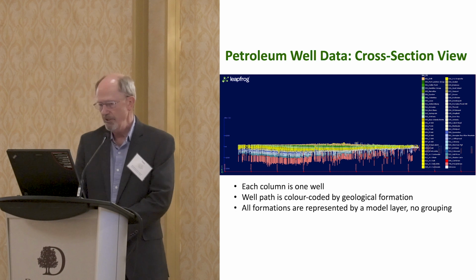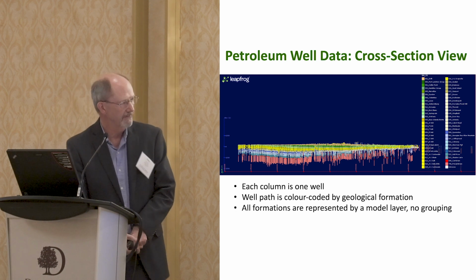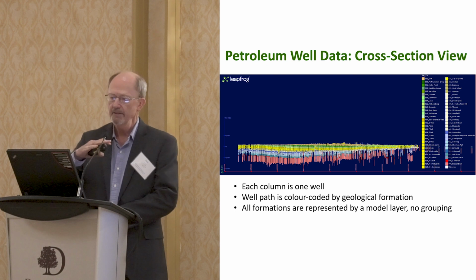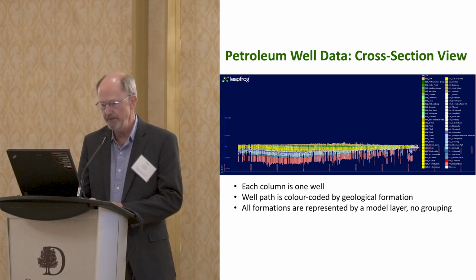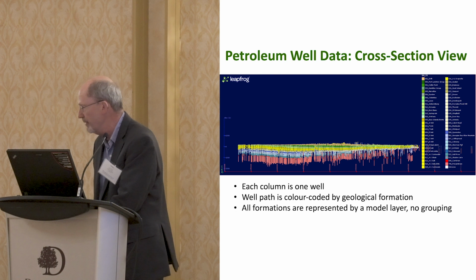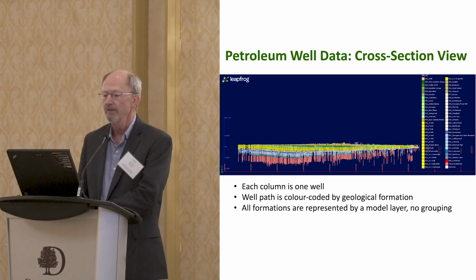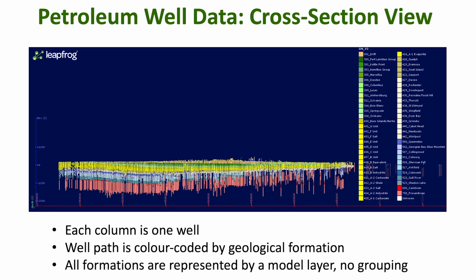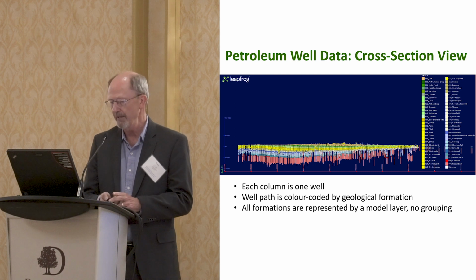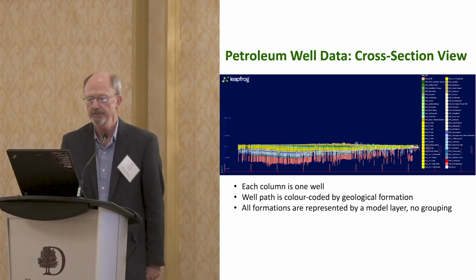This is a screenshot from Leapfrog, and it's a cross-sectional view showing just the wells. None of the model is turned on, it just has the wells with the formations color-coded. So you can already see the Precambrian rocks down below here in pink. And then all the colored layers up here are each of the 56 formations with a separate color lying on top of that. Every formation is represented by a layer. We didn't group any of the formations.